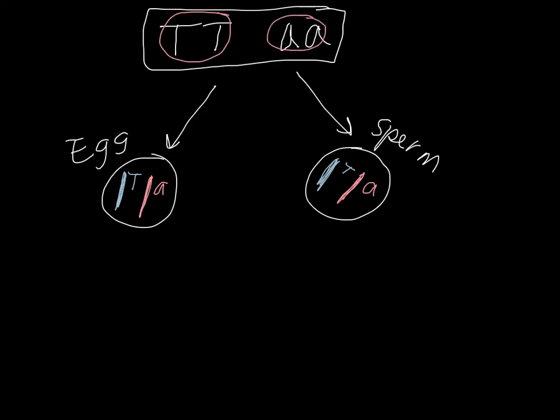Now, how did we get to that through meiosis? We'll look at the egg first. So remember, in meiosis, you don't just make one egg, you make 4 eggs. So I'm going to draw those 4 eggs. And as I said before, they each had in them a big T. And I'm going to show that here. And then they each had in them a little a. I'm going to show that here.